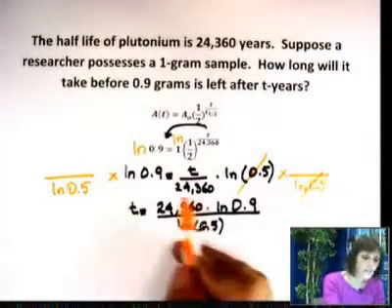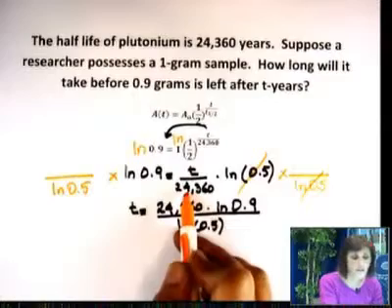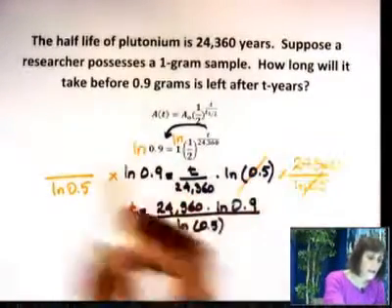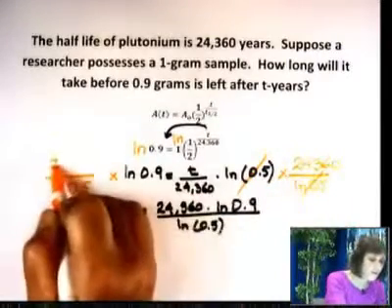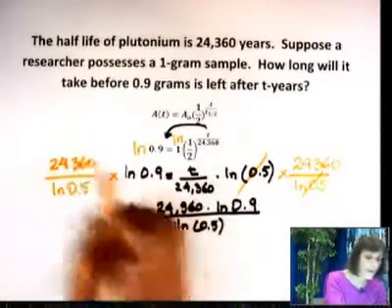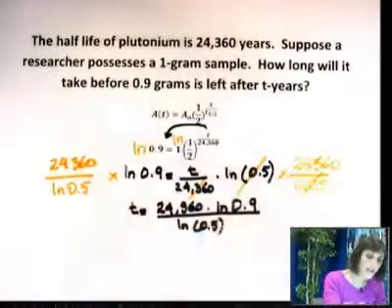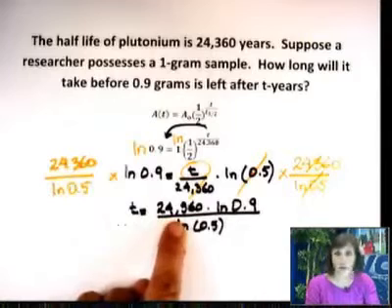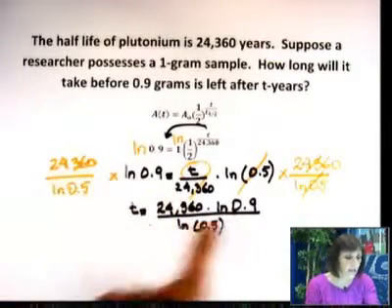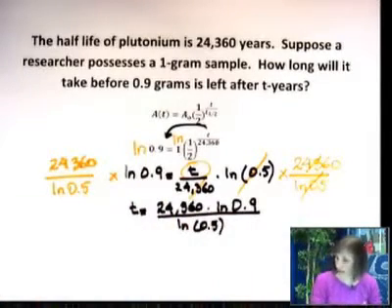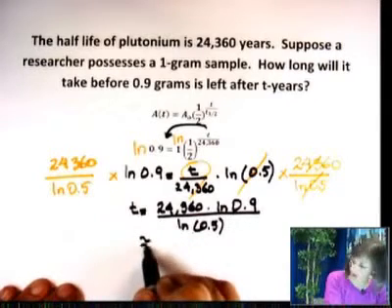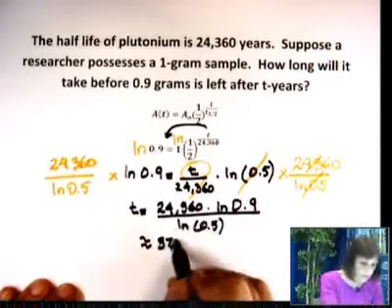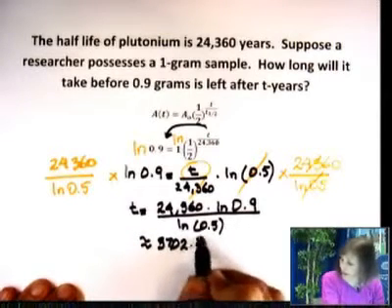All right. Now I need to get rid of the 24,360. So what do I do? I just multiply by that. And I cannot just do it here. I have to do it here. And that will do this. And guess what happened? Now t is by itself, which is 24,360 times ln of 0.9 divided by ln of 0.5. And I did that ahead of time for you. That gives me 3702.8 years.